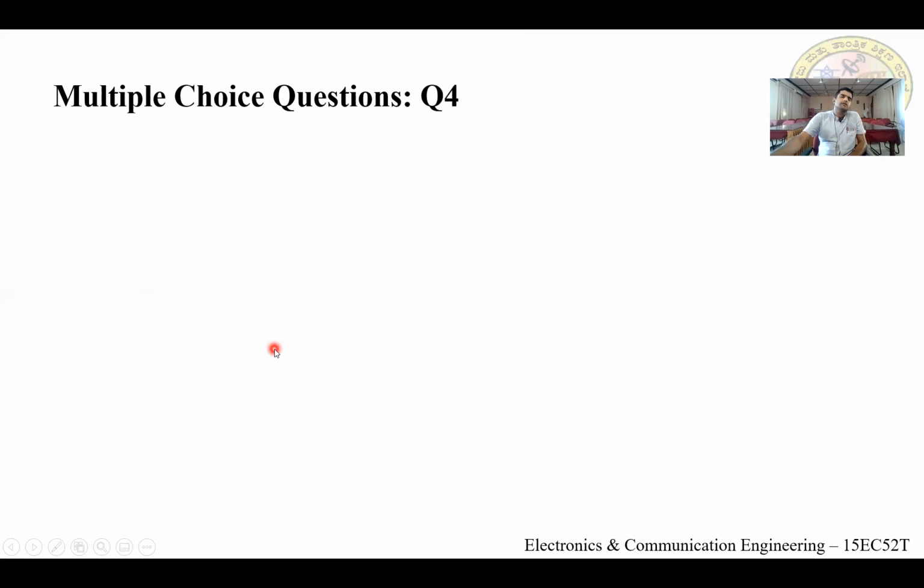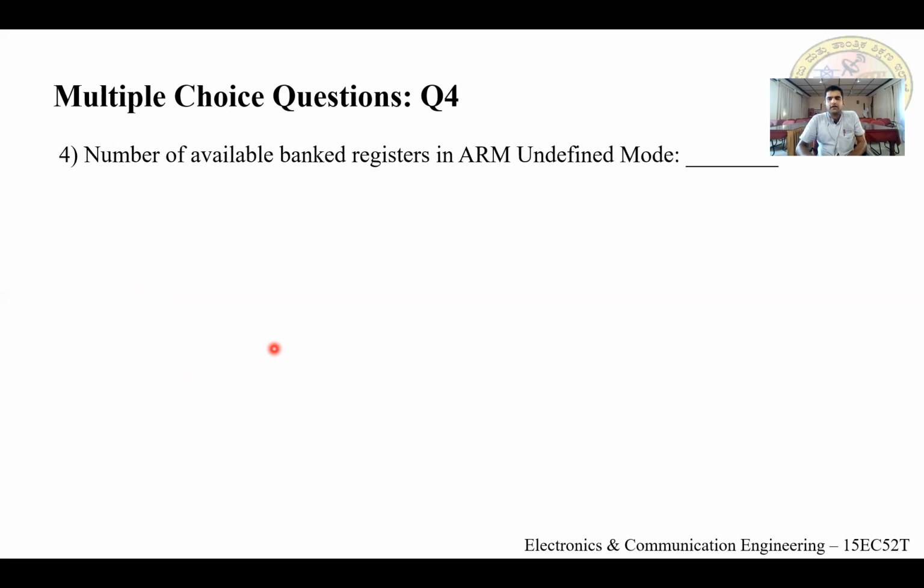Fourth question: the number of available banked registers in ARM undefined mode. In undefined mode, how many banked registers are available? Option A 20, option B 37, option C 3, option D 8. You can think of the answer, or we can discuss it. In ARM undefined mode, there are 3 banked registers available. The answer is C, 3.